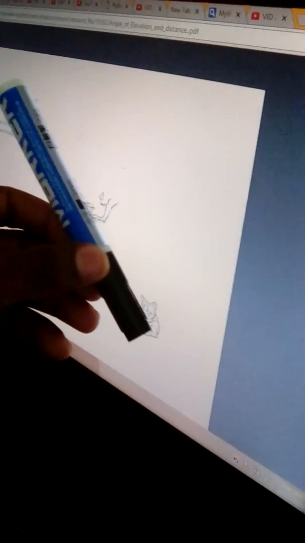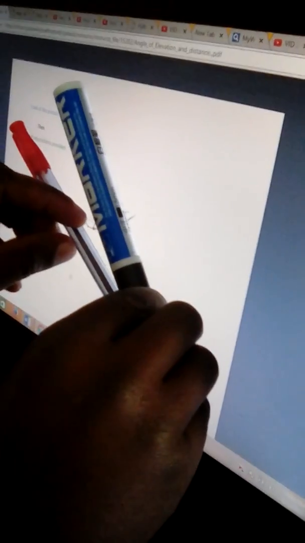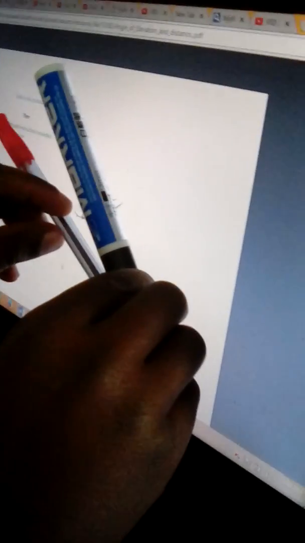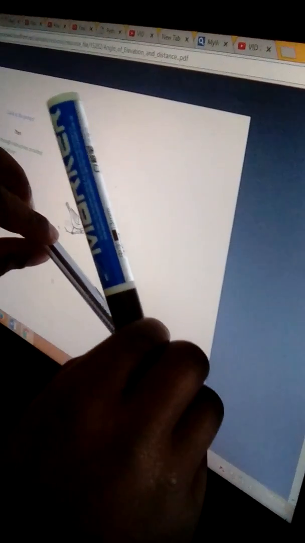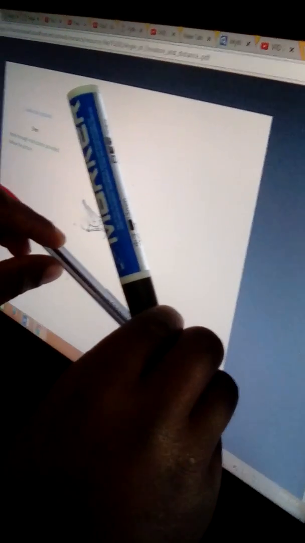This cat is under this tree branch, and the cat is looking at this bed. The angle of elevation of the cat's eye will be here. This line is representing the line of sight to the bed, and this is representing the horizontal distance from the cat's eye. So the angle of elevation will be somewhere here.